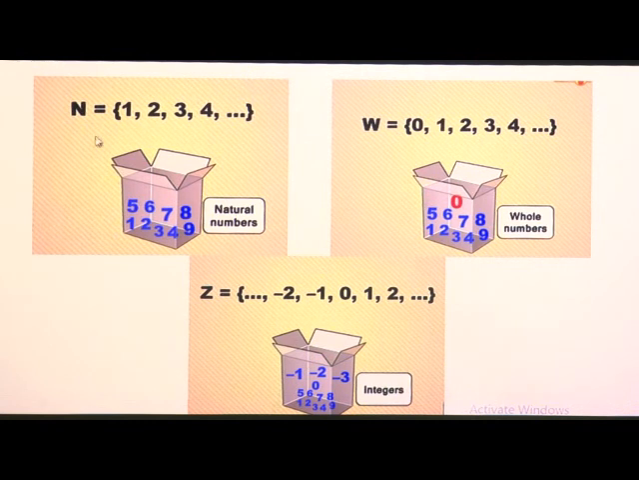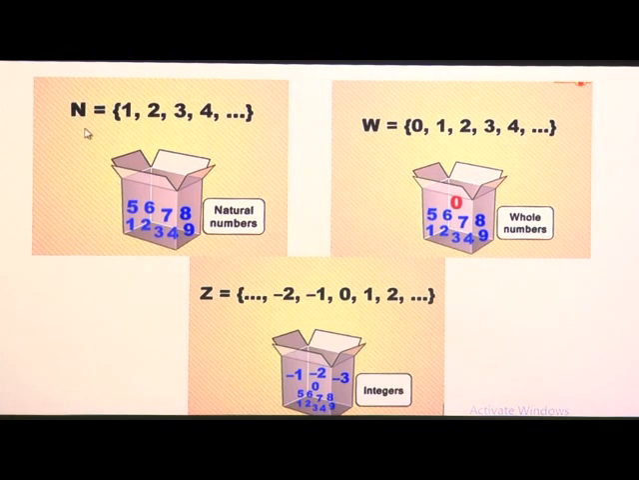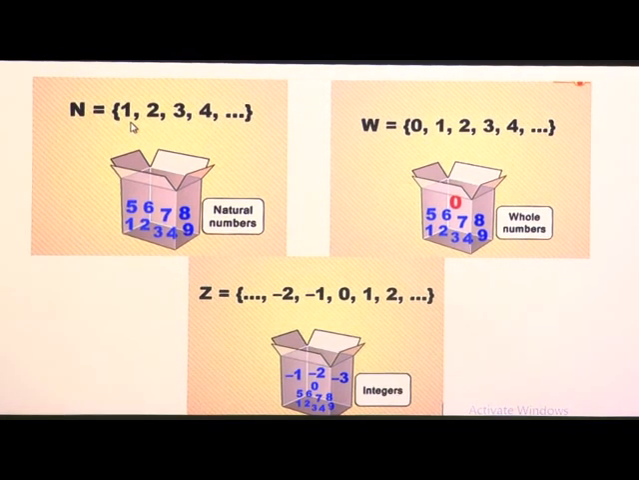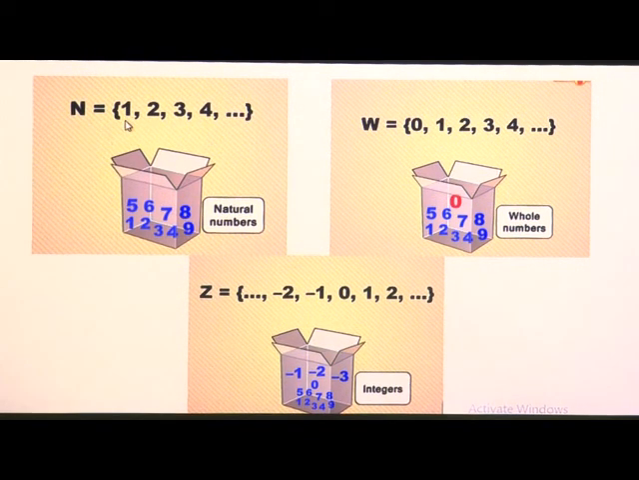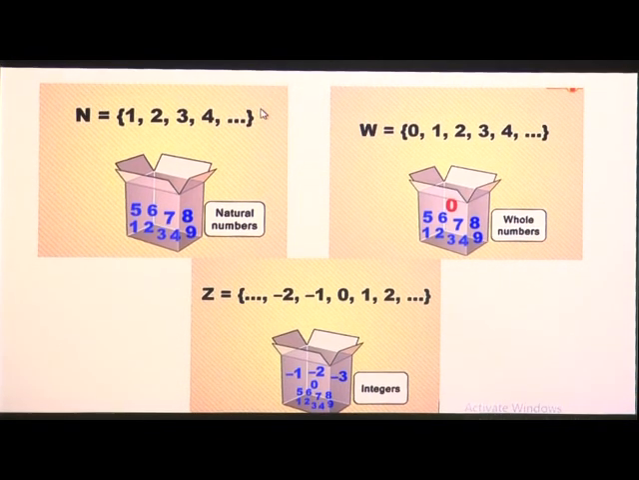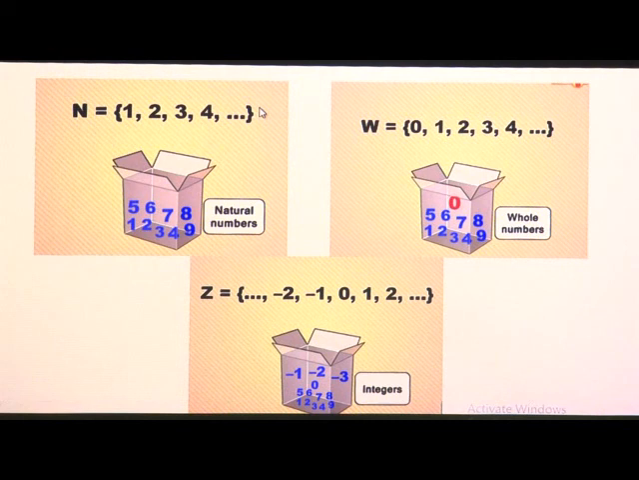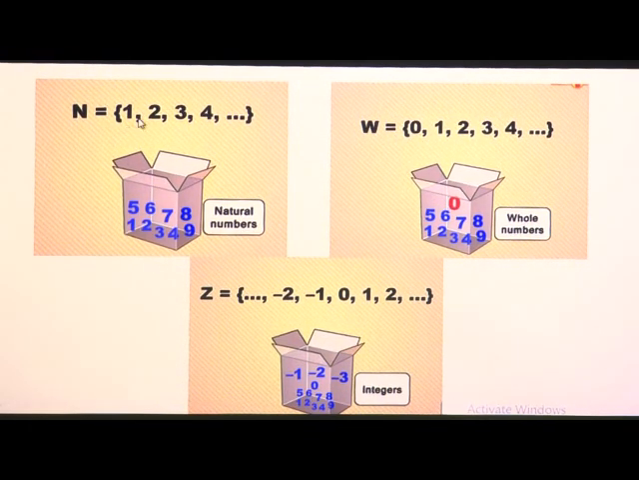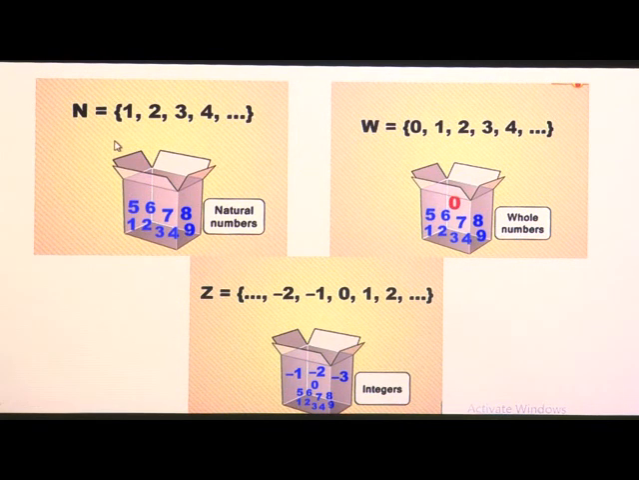Here you might be seeing N, which is nothing but the natural numbers, which always include 1, 2, 3, 4 and so on, that is infinite numbers. The natural numbers start with 1, 2, 3, 4 and so on, or we can say the natural numbers include 1, 2, 3, 4 and so on till infinity.